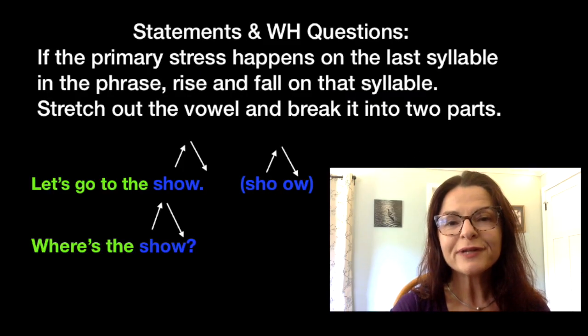Now here's where the tricky part comes in. Suppose the primary phrase stress only has one syllable. Then I have to go up and down on that one syllable. So I'll need to divide the syllable into two parts and really stretch out that vowel with a high pitch and a low pitch. As in, let's go to the show.